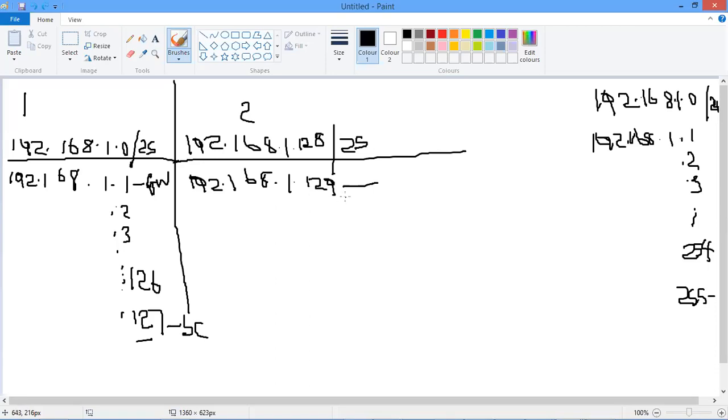So, this one is the gateway, which is supposed to be my first one. So I will now start having 130, 131, till 254. So 255 is the broadcast for this network.